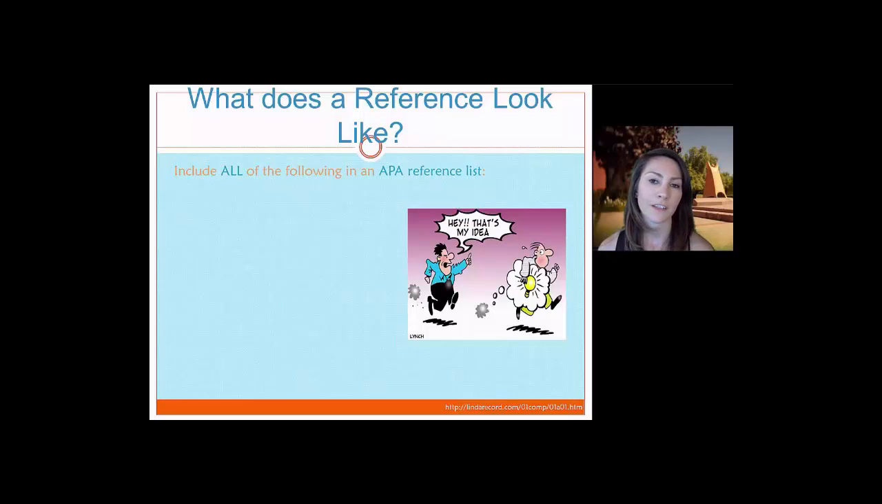Alright, so now let's talk about our reference list. A reference list is a list of references that would go in the back of your paper. These are all the factors that should be included in an APA reference list, and these are not in any order yet.